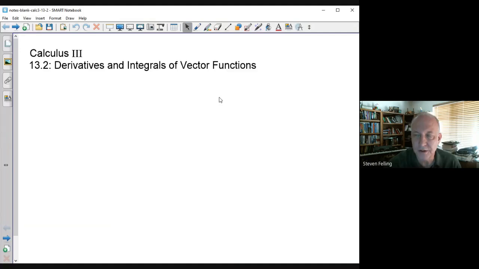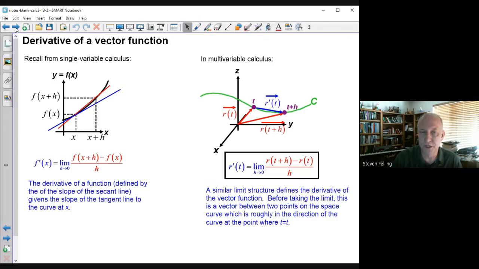This is actually a short lesson, but actually a crucially important lesson. We're going to use what's in this section very, very frequently throughout the rest of the semester. So now that we know how to take limits of vector functions, we can define a derivative. And the derivative is going to allow us to determine something about the direction that a curve is going through three-dimensional space, which turns out to be super important.